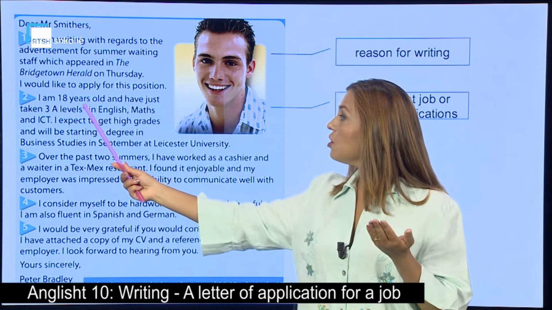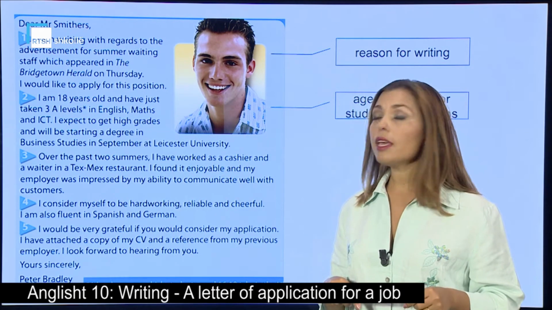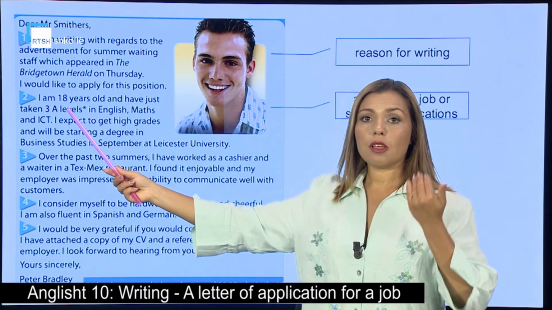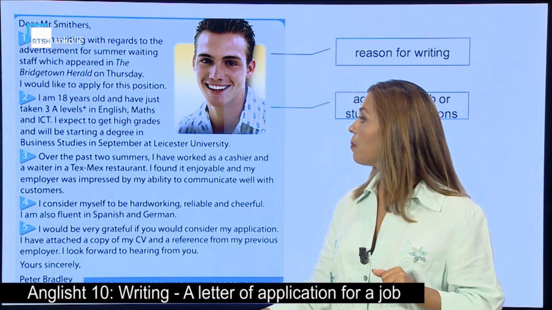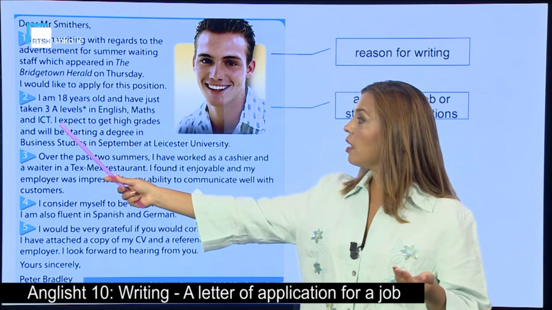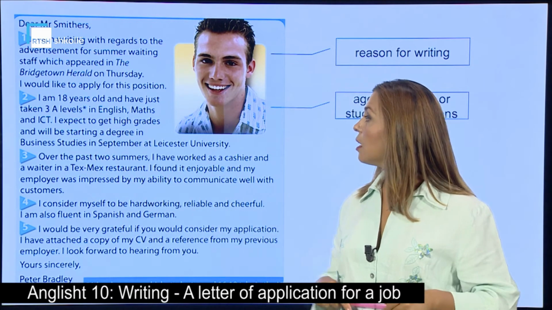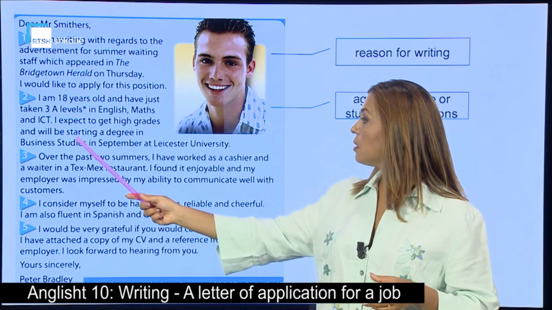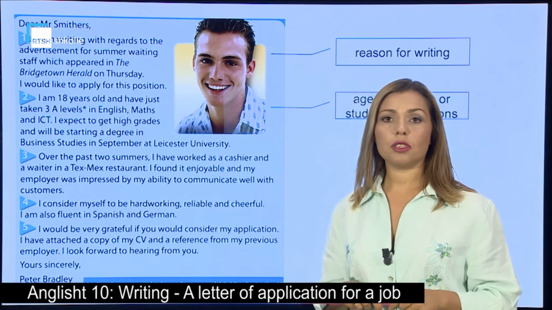I am 18 years old and I have just taken 3 A levels. That means the 3 tests that you pass from the age of 16 to the age of 18, in maths, in English, and ICT. I expect to get high grades and will be starting a degree in business studies in September at Leicester University.